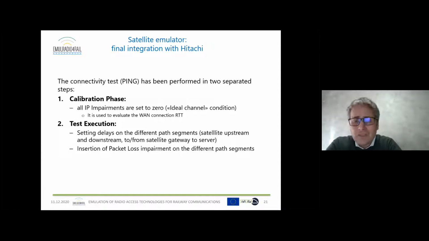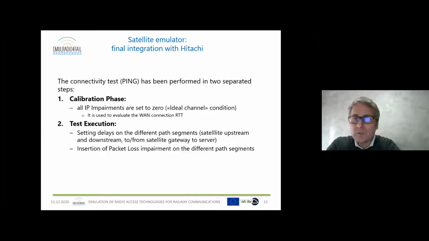From a performance evaluation of the emulator, of all the functionalities of our emulator, we proceeded with the connectivity test, a basic test, of course, based on a ping command, which we performed in two different steps. The first one is the calibration phase, where all IP impairments are set to 0, so we are in the condition of an ideal channel.